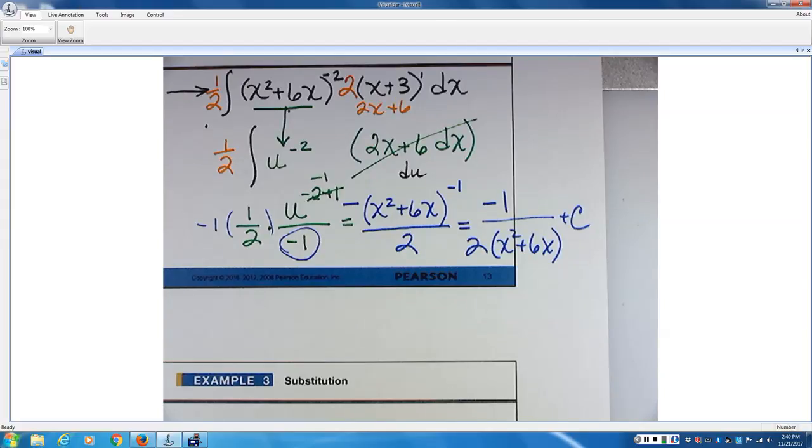Okay, when we come back, we have 3 more. We have 3 more.